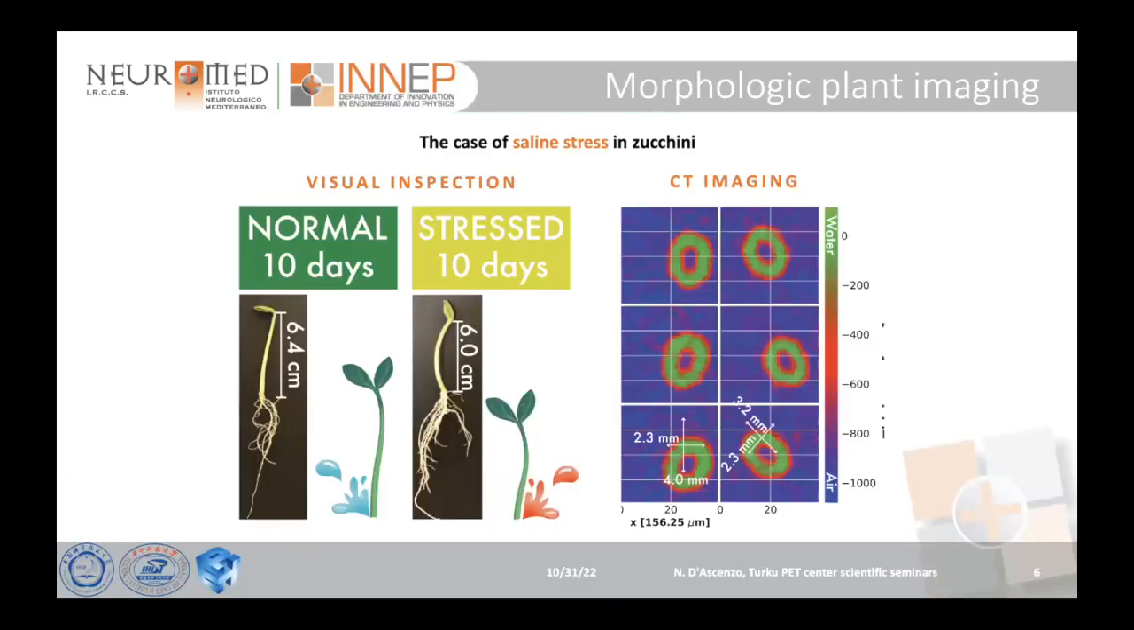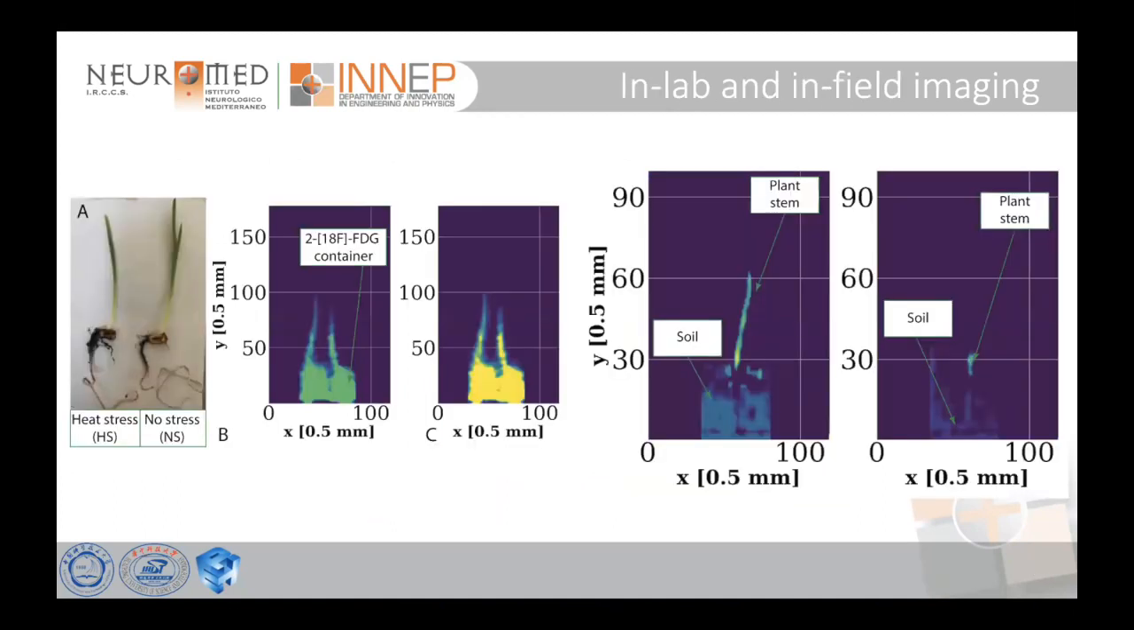I'll go through some images. This, for instance, is CT imaging from one user studying saline stress in zucchini, and this was CT imaging of the zucchini sprout. You see the water content inside coming from CT. That is the sort of resolution you can get out of our micro CT imaging. And of course, for PET, Sarah has already shown her nice results.